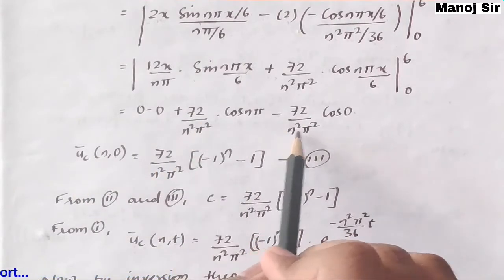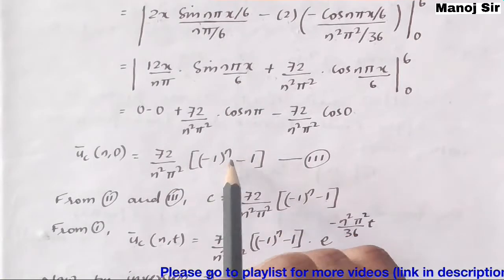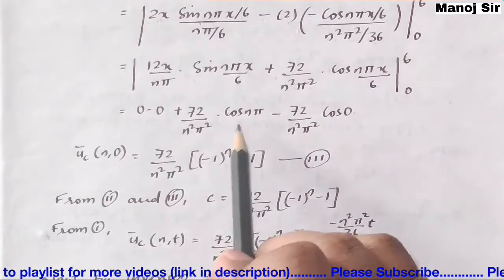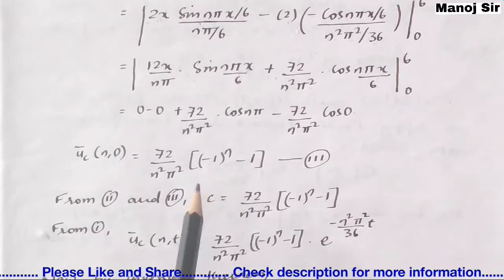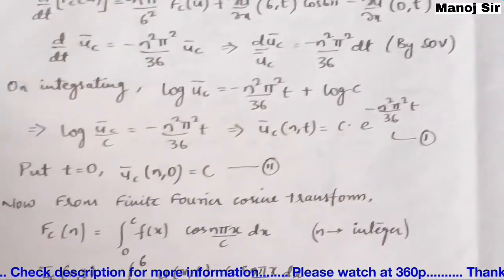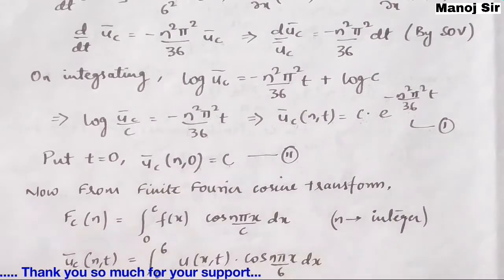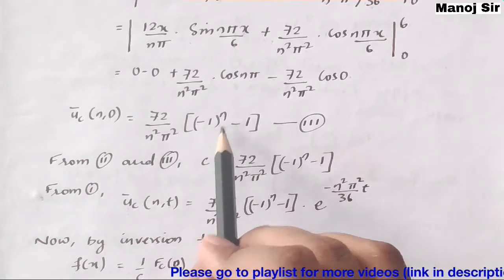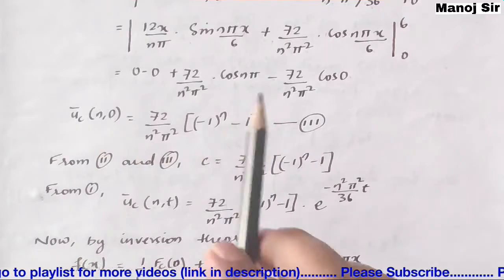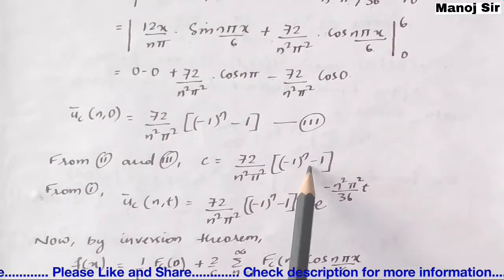You can take 72 upon n square pi square common. Here the value of cos n pi is always minus 1 power n, and cos 0 is 1. So minus 1 power n minus 1, and this is my equation number 3. Now comparing equation number 3 with equation number 2, we'll get the value of c, because equation number 2 says u bar c at t equal to 0 equals c, and from equation number 3, u bar c at t equal to 0 is 72 upon n square pi square into minus 1 power n minus 1. So c equals 72 upon n square pi square into minus 1 power n minus 1.